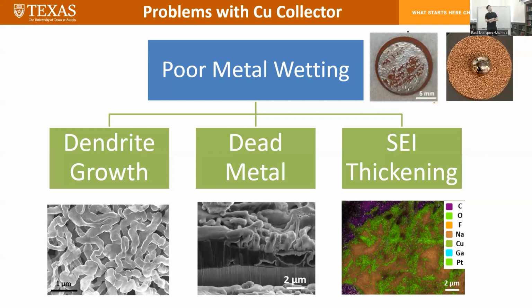Also the SEI, which stands for solid electrolyte interphase, will thicken, and the SEI forms with the consumption of your electrolyte. So the more SEI, the more consumption of your electrolyte. Finally, it may lead to depletion of your electrolyte, and also an increase of your cell polarization and overpotentials, a lot of issues.